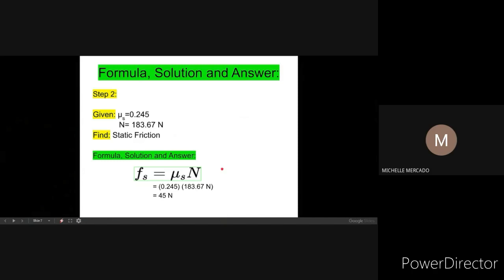Okay, so always remember lang, if we're going to find the static friction, we're going to multiply the coefficient of static to the normal force. Then if we're going to find the coefficient of static, we're going to divide the static friction by the normal force. Then if we're going to find the normal force, we're going to divide the static friction by the coefficient of static.